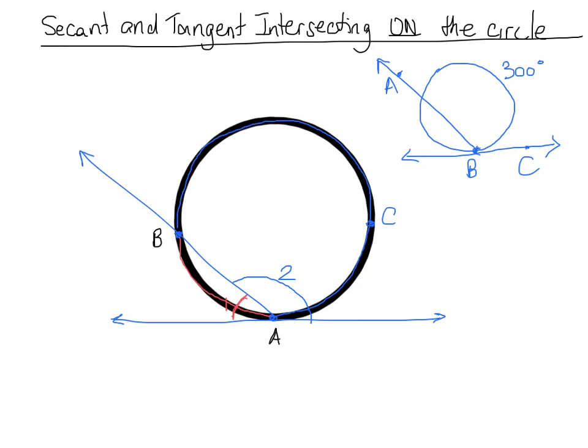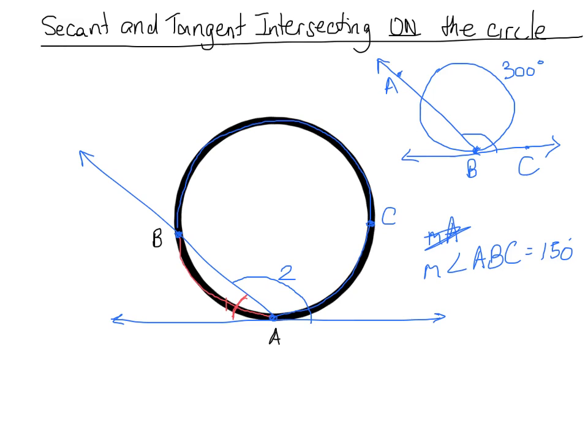Well, that would be half the measure of the intercepted arc. So the measure of angle ABC would be equal to 150 degrees in this case, because it is half the measure of the intercepted arc.